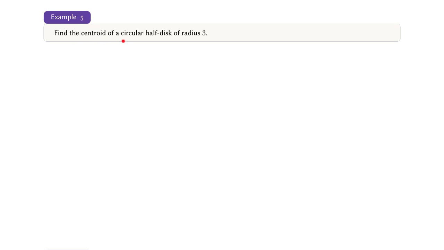Find the centroid of a circular half disk of radius 3. Well, first we draw the half disk. The radius is 3. You can just simply use the upper part so that we can work with the function f of x equals the square root of 9 minus x squared. Remember, the equation of the circle is x squared plus y squared equals r squared.